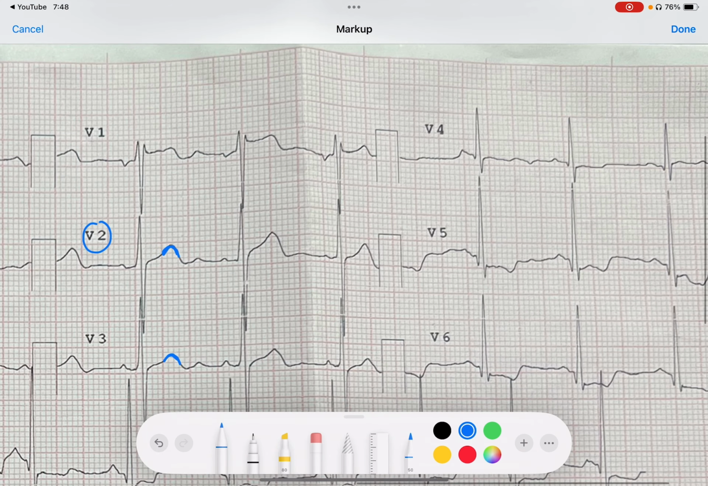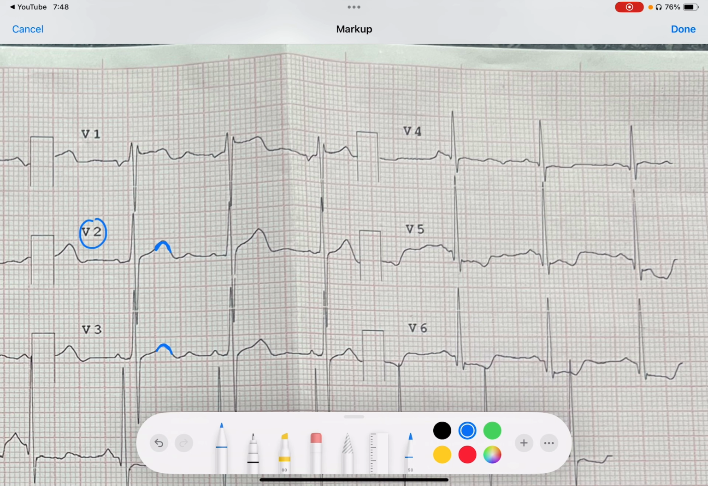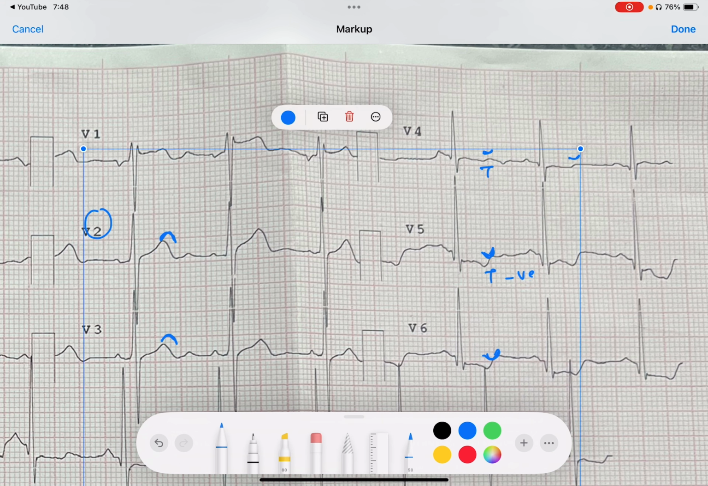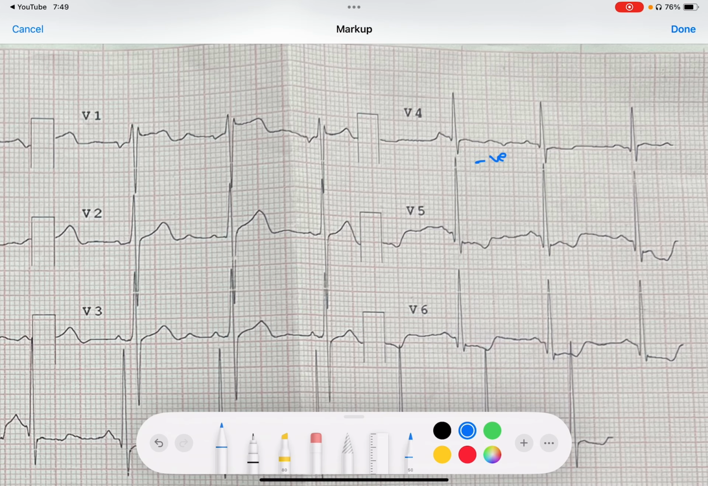In lead V4, as soon as we come, there is a negative deflection. We can see there is a negative T wave. In V5 we have a good negative T wave, and in V6 also we have a good negative T wave. So the T wave is negative here. So here it is not only the T wave which is negative.